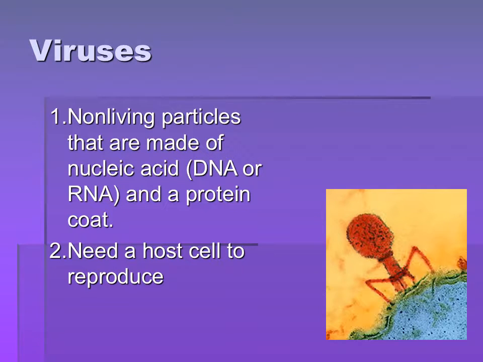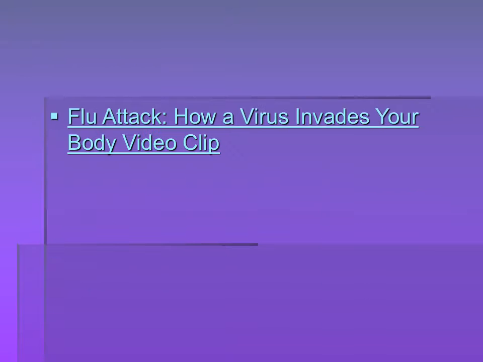So I'm going to go through 4 different types. The first type of microbe that I'm going to talk about are viruses. Viruses are not living. That's the most important thing to understand about them. They are not living, and in order to survive, they need a host cell to reproduce. So they're non-living particles that are made up of nucleic acid, so that is either DNA or RNA, and a coat of protein.